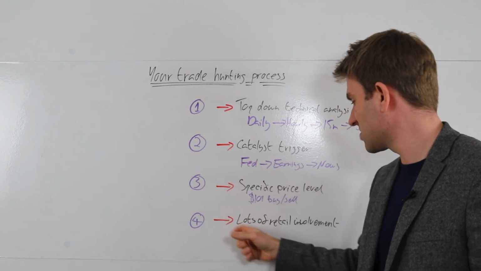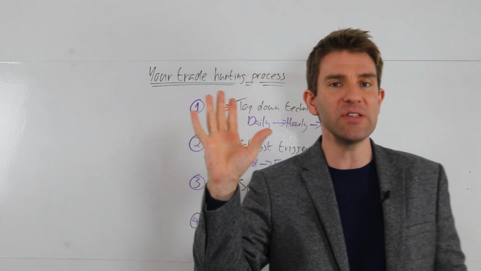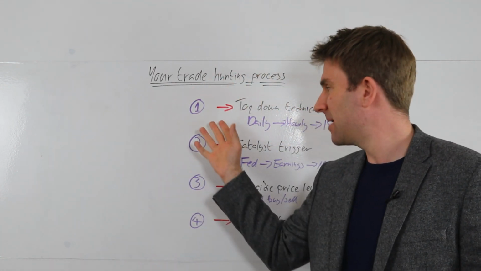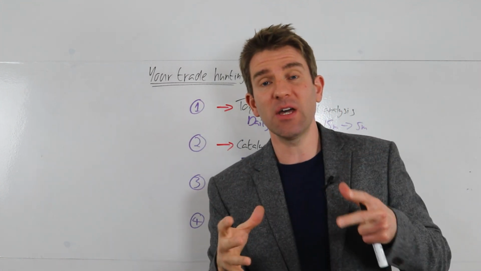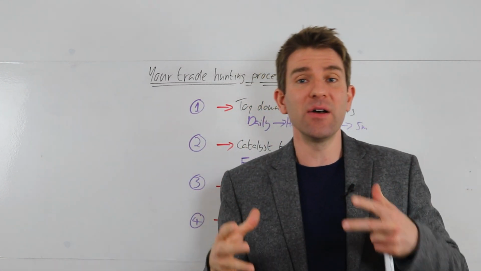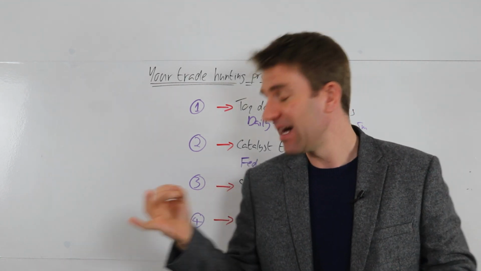Now, number 4, guys, is lots of retail involvement. So this is something like, for example, the crypto. So when Bitcoin went crazy, again, yes, there may be some technical patterns that you want to look at, but it brings it into your ecosystem, it brings it into your awareness, because purely there's a lot of retail involvement, there's a lot of interest in it. And that's the same with stocks.